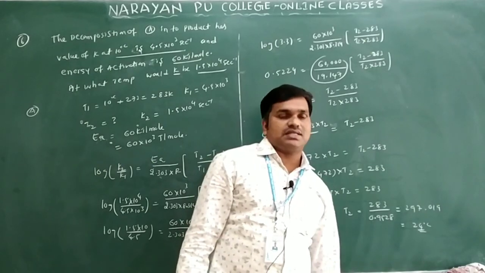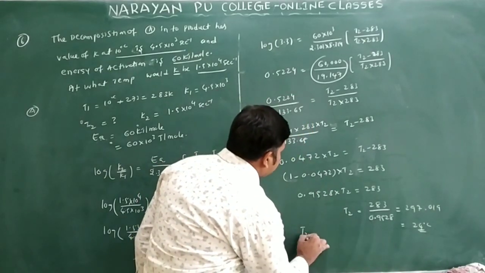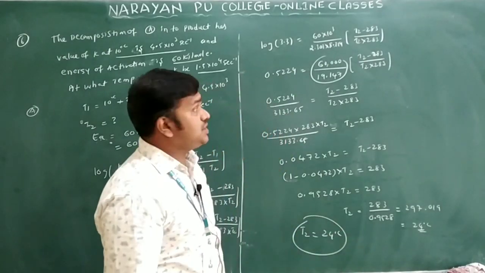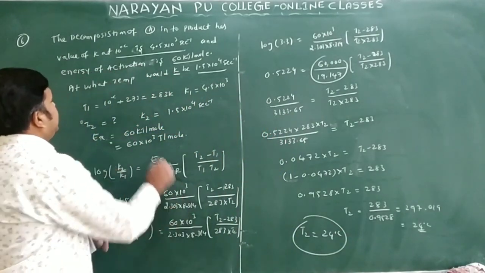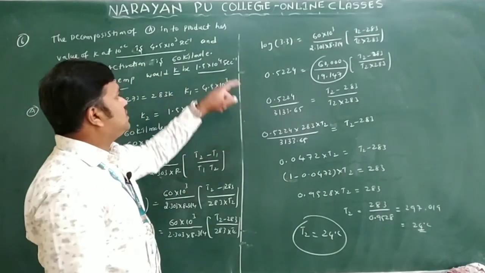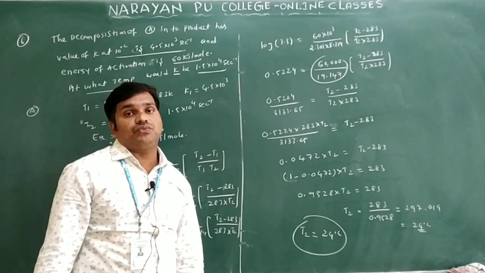So approximately how much is that? 24 degrees Celsius. So what is the temperature you got here? Temperature is equal to 24 degrees Celsius. So this is what they are asking. They are asking at what temperature, at 24 degrees Celsius, the rate constant is how much? 1.5 into 10 power 4 second inverse.